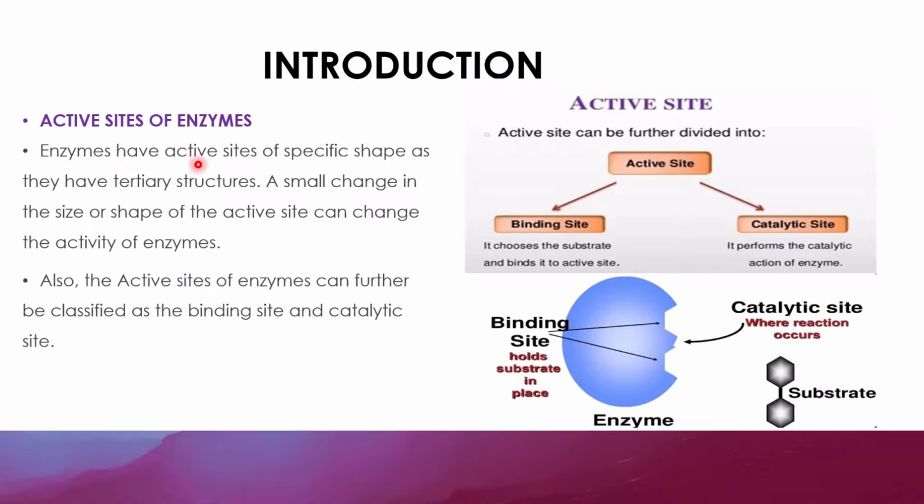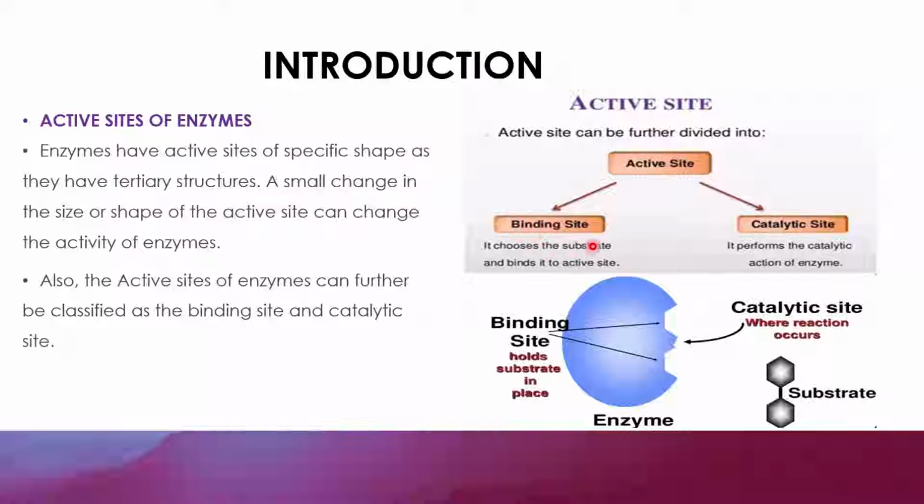So first of all, what we have to note is that enzymes have active sites of specific shape as they have tertiary structures. And a small change in the size or shape of the active site can change the activity of the enzyme. Also, the active sites of enzymes can further be classified as the binding site, as seen here, and the catalytic site, as seen over here.